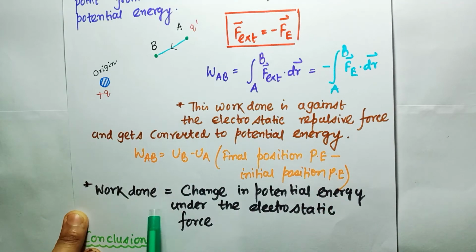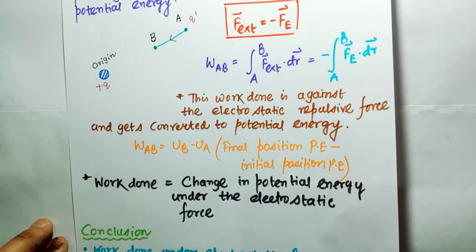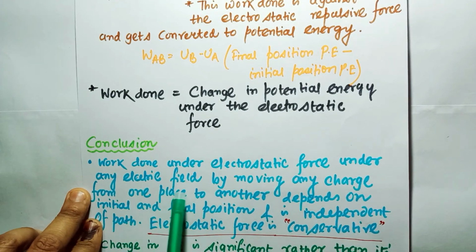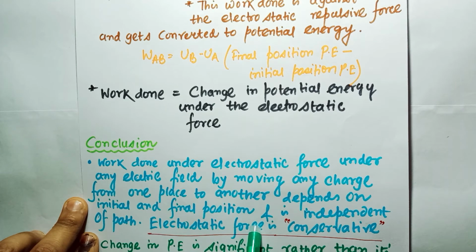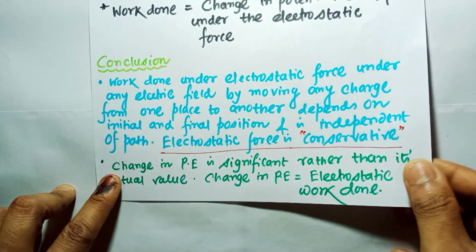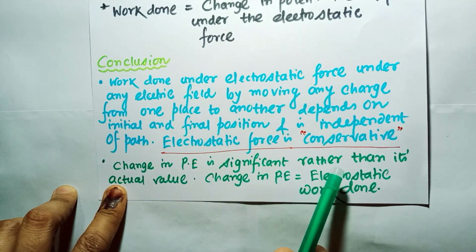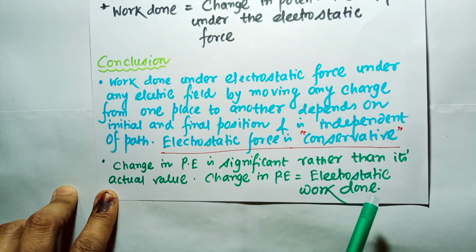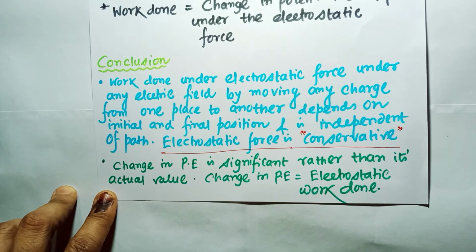So the work done is the change in potential energy under the electrostatic force. So what is the conclusion? Work done under the electrostatic force in any electric field by moving any charge from one place to another depends on the initial and final position and is independent of path. So the electrostatic force is conservative in nature, and the change in the potential energy is significant rather than its actual value, because change in potential energy is the work done against the electrostatic force.